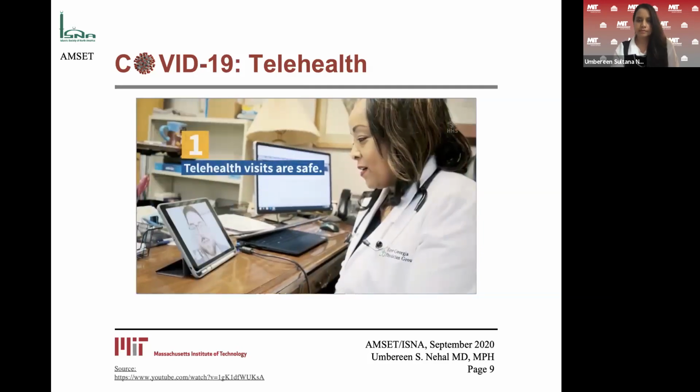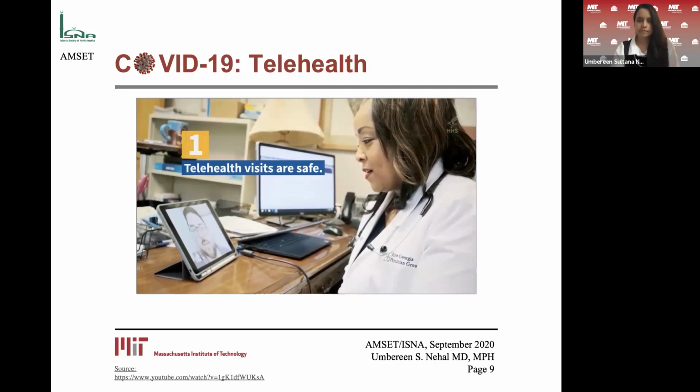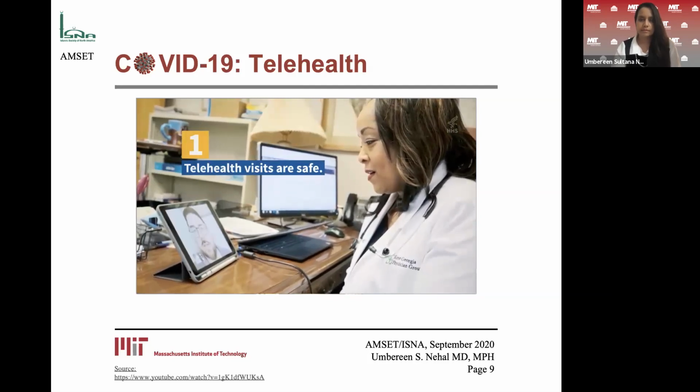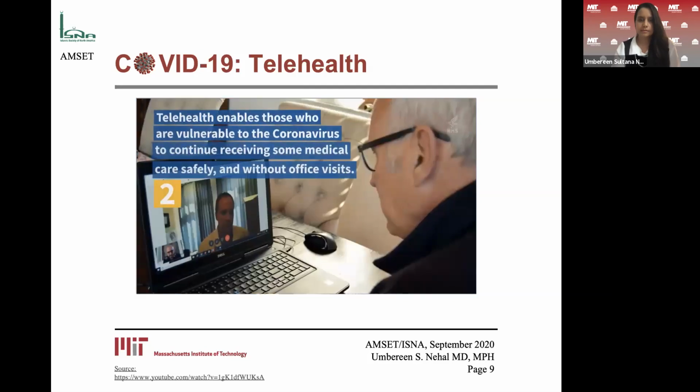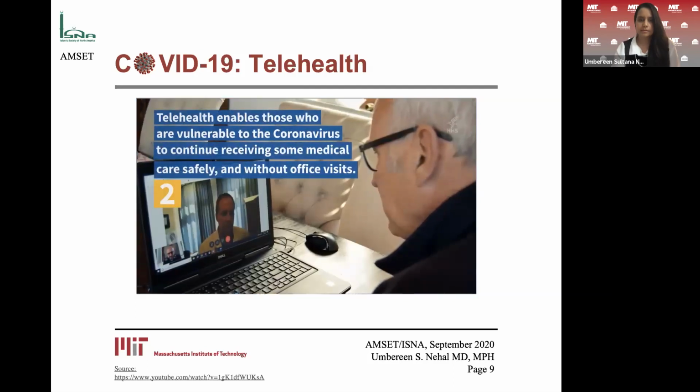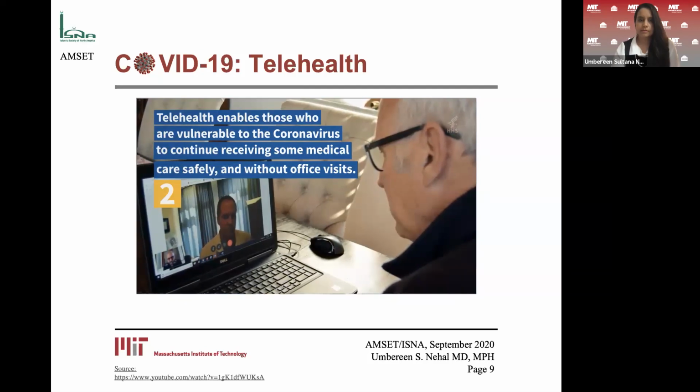First, telehealth visits are safe. Virtual appointments lower the risk of spreading the virus among both the general population and healthcare teams. Second, telehealth enables those who are vulnerable to the coronavirus, like the elderly and those with compromised immune systems, to continue receiving some medical care safely and without office visits.